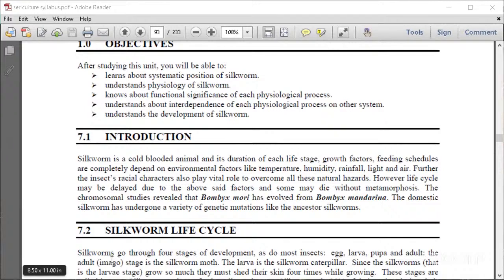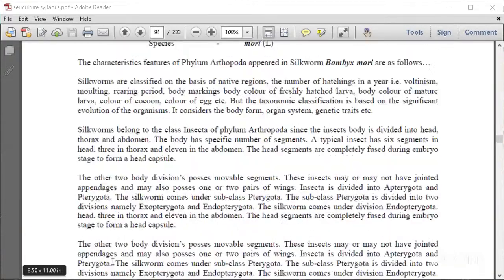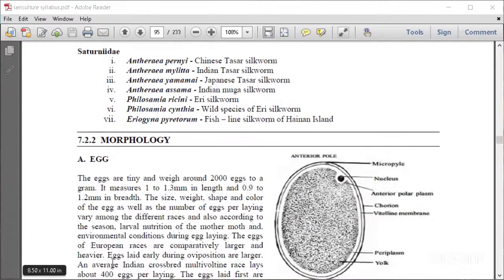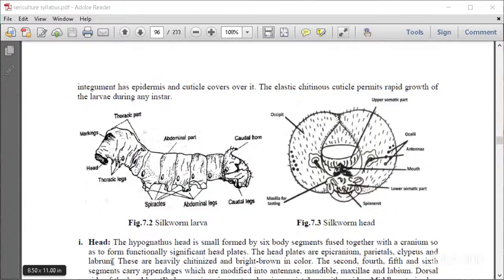As unit 1, we are discussing the silkworm. The silkworm is a cold-blooded animal, and its duration of each life stage, growth factors, and feeding schedules depend completely upon environmental factors like temperature, humidity, rainfall, light and air.